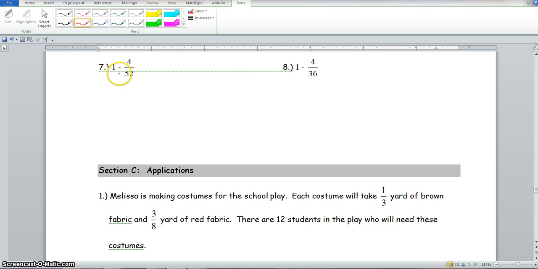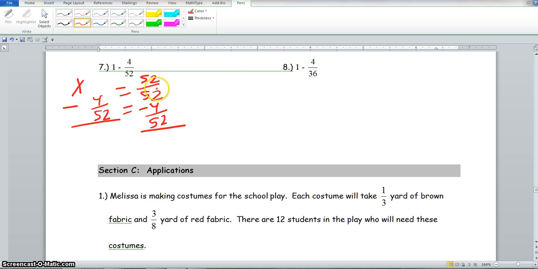Now we come here to number 7. We'll set this up the same. We have 1 minus 4 over 52. Now if you notice here, we don't have a fraction with this 1. So we could just make this 1 into a fraction. We could just borrow from this 1 and make that into a fraction. Remember, we could look at the denominator. It would be better if we wrote this so that it has the numerator and denominator the same as this denominator. So this would be 52 over 52 minus 4 over 52.